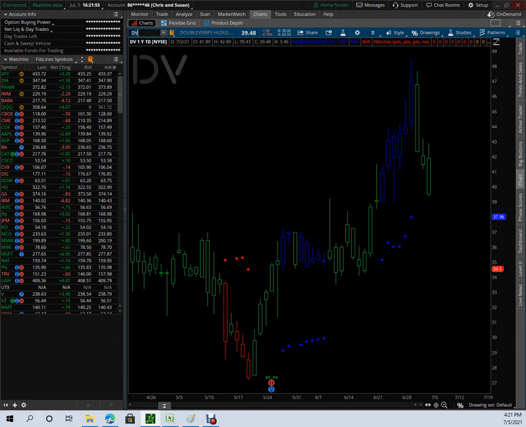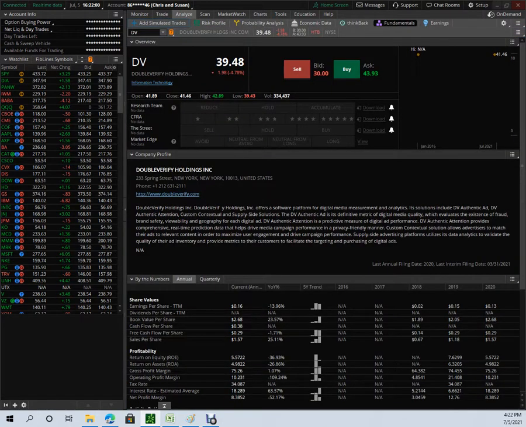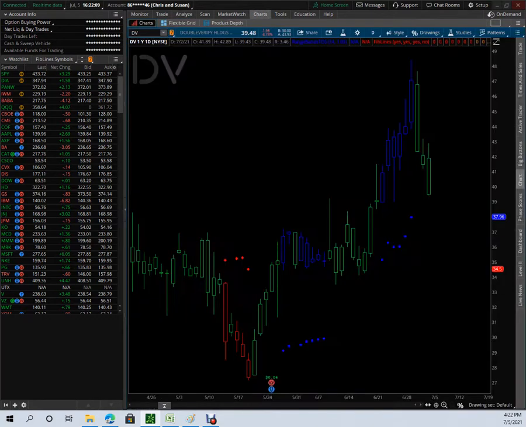DoubleVerify, advertising software company, DV. Also a 2021 IPO, making money. Actually has earnings, has pretty good revenue growth rate. And this is advertising software, digital media, and analytics based in New York City. Stock's close to a high.